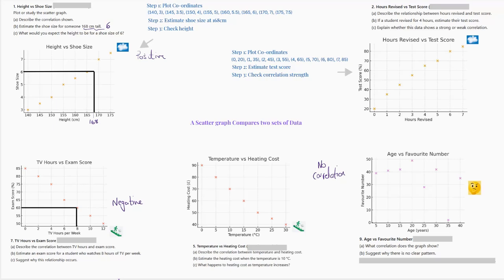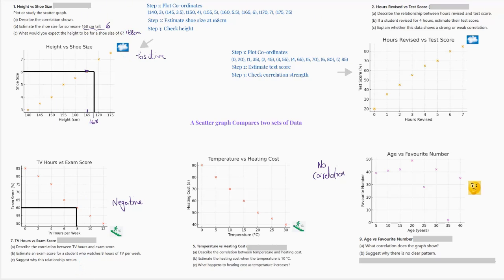What would you expect the height to be for a shoe size of 6? So a shoe size of 6 is here. Go all along till we get to the cross, our plot here, which you can't see because of our line. Follow that all the way down. And that's our answer, 165. So we would expect the height to be 165 centimetres.